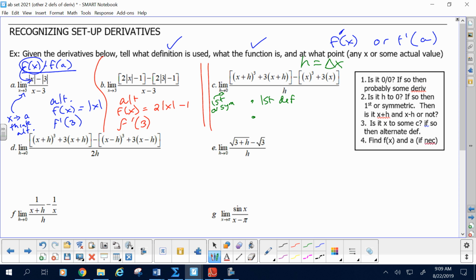What's the function? Well, again, remember in the first definition it's f of x plus h, which is kind of confusing. But over here, isn't f of x what's subtracted? So you can find f of x by looking at the back end. What's the f of x? X cubed plus 3x. And are they finding f prime at any x or f prime at a certain numerical value? At any x. Okay, cool. All right. Try the next one.